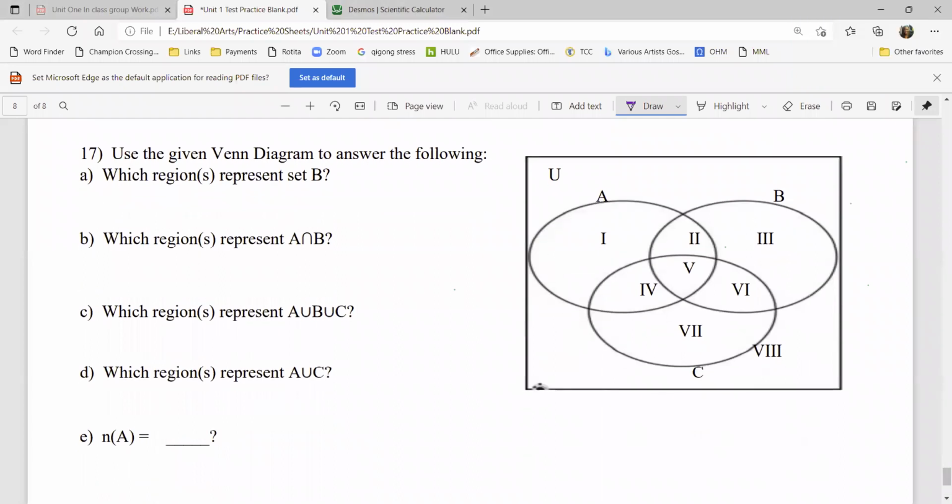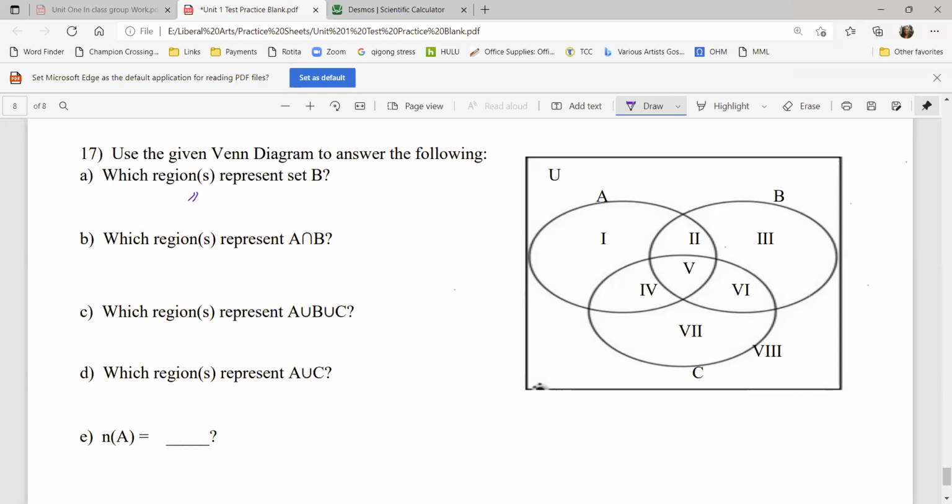Yes, ma'am. All right. One more with our Roman numerals. Okay. Thank you, Gavin. So Roman numerals, looking at our regions. They're going to give you this Venn diagram, and then they're going to ask you some questions about it. Let's just answer some questions real quick about it. Tell me the regions that represent set B. Tell me what's in set B.